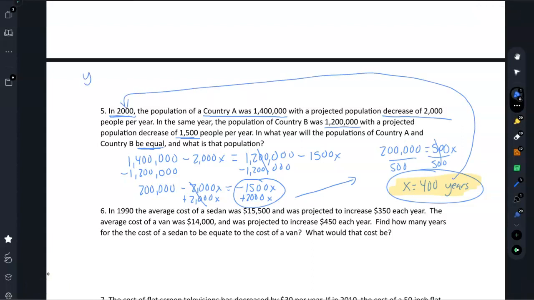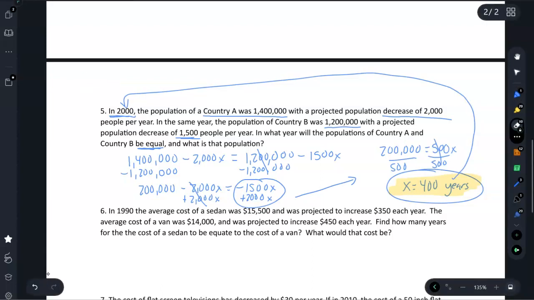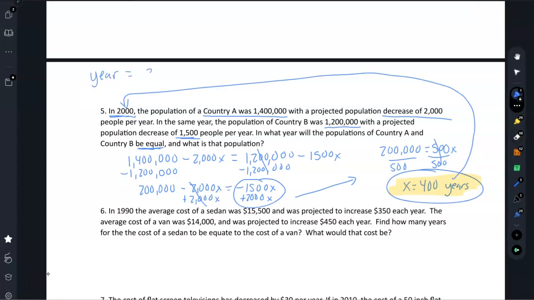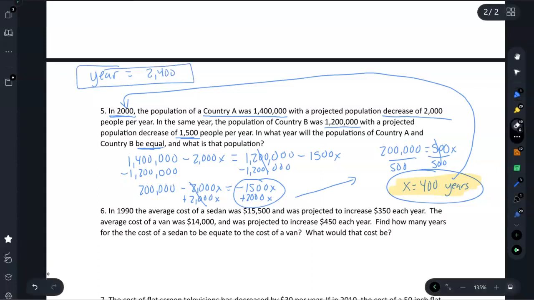Something I haven't added is 400 years from 2000. So that would be in year, I'm actually going to spell out year here, that would be in year 2,400. Because I had to take that 400 and add it to what year I was already in when I started talking about these countries.